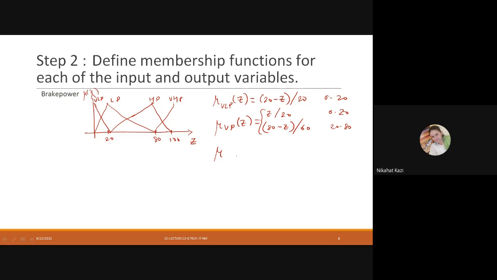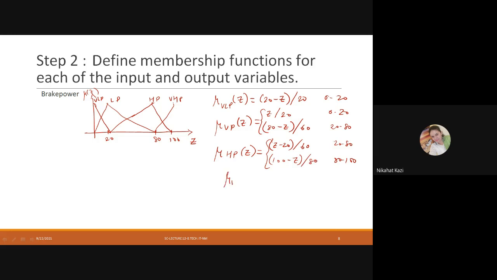Next one, high power. What is high power? Again, two functions, 20 to 80, 80 to 100. So 20 to 80, we have an increasing function, that is Z minus 20 divided by 60. And 80 to 100, which one? 80 to 100, decreasing. 100 minus Z divided by 80.